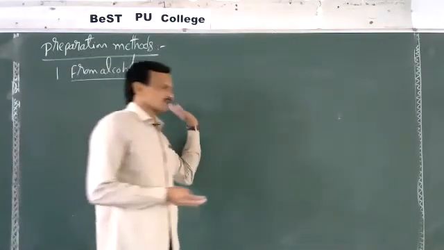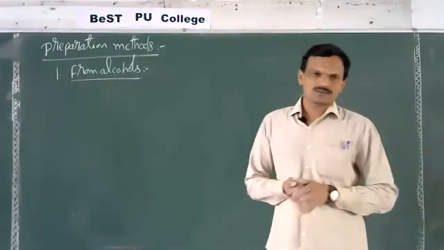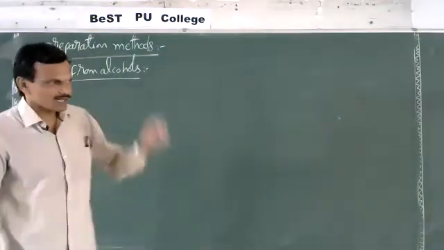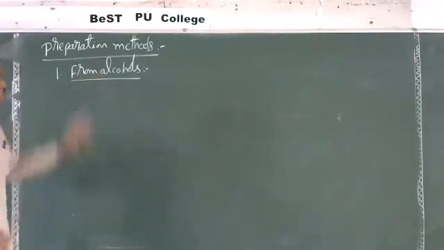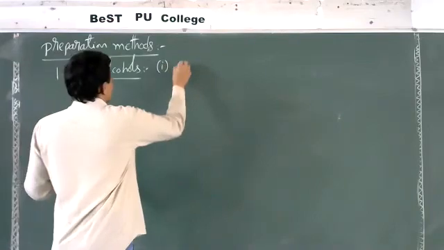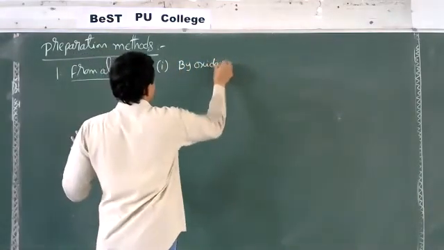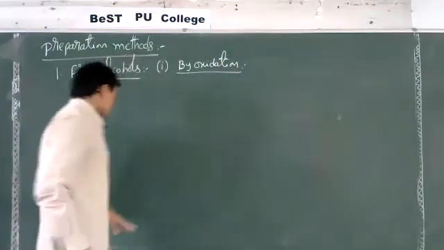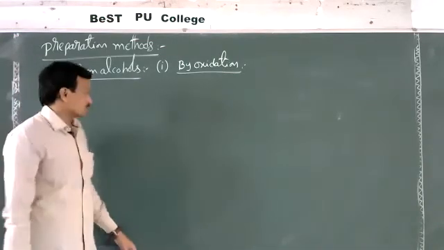So regarding this preparation method, already you have learned in the chemical properties of alcohols. Nothing but oxidation of alcohols, dehydrogenation of alcohols. Same methods we are going to discuss here. So from alcohols, by two different methods we can obtain them. First one by oxidation. Preparation of aldehydes and ketones from alcohols by oxidation.